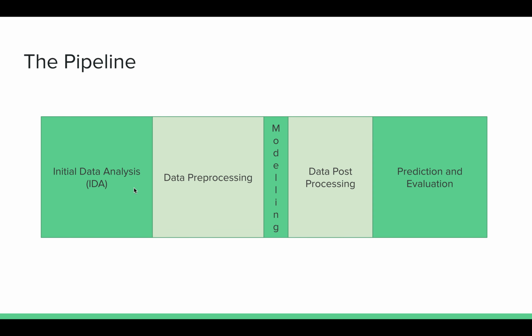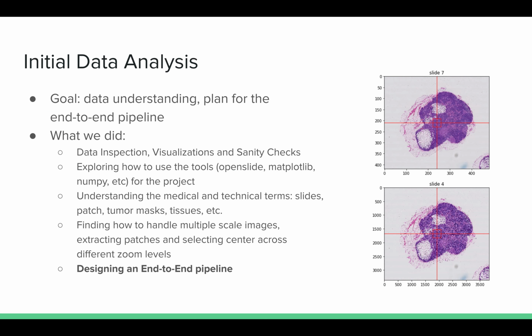We start with initial data analysis and then data preprocessing, and then we create a model and feed the preprocessed data into the model. And then we perform data post-processing, like extracting patches to create a heat map, for example. And then we predict and evaluate our model.